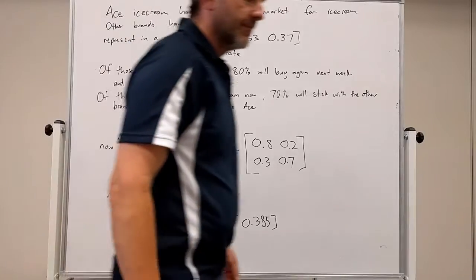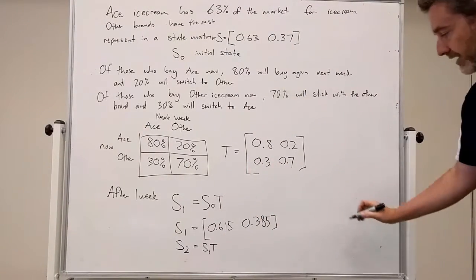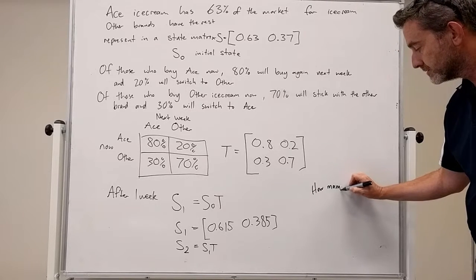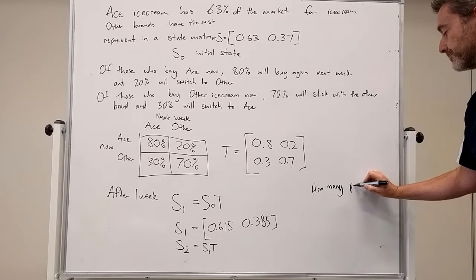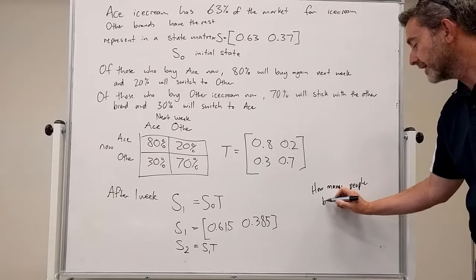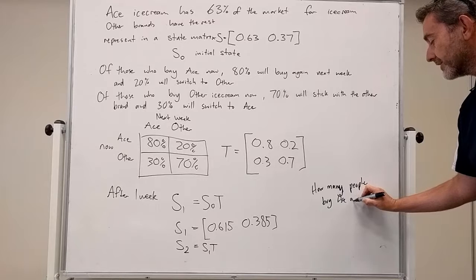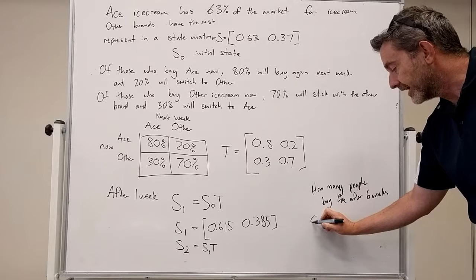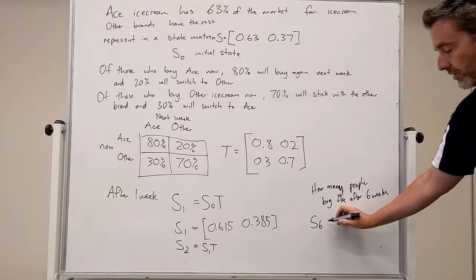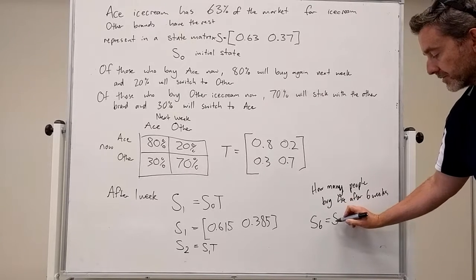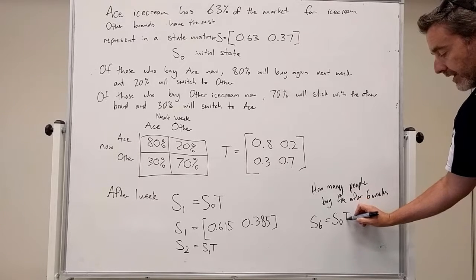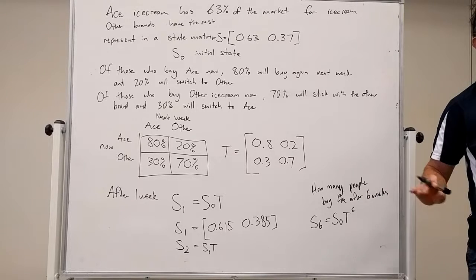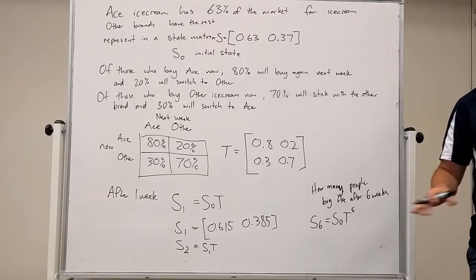There is a shortcut. All you need to do, say if you wanted to find how many people buy ACE after 6 weeks, so you're trying to find S6, you can do the initial state multiplied by T to the power of 6. That will tell you what the state's going to be after 6 weeks.